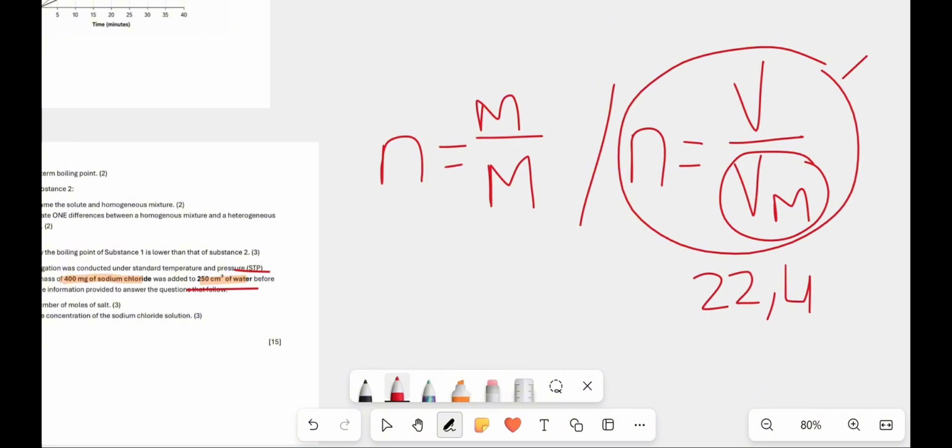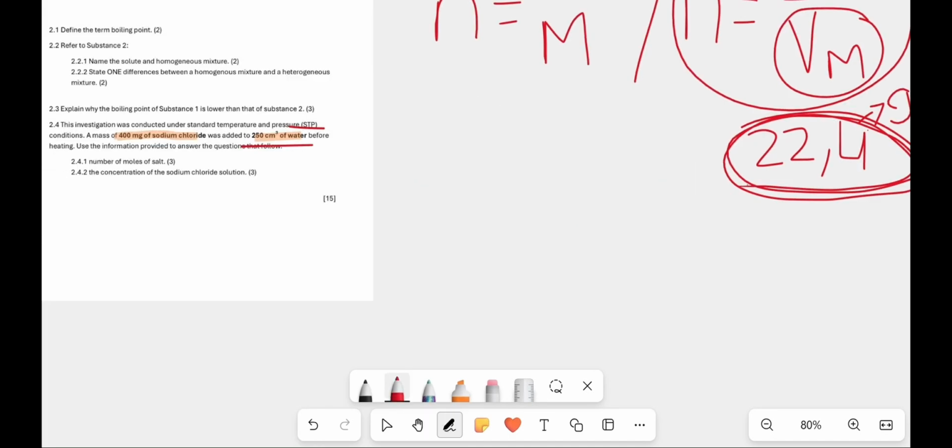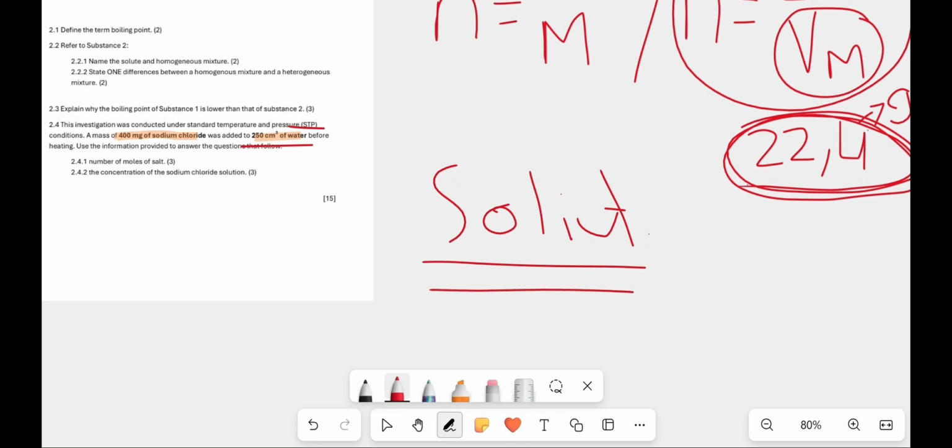But at STP, in Afrikaans it's STD and I'm used to Afrikaans, when you're using this value for Vm, it has to be for a gas. Now look what they're asking for. They're asking you for sodium chloride. Sodium chloride is a solid at STP. We know that. Therefore, this 22.4 is not applicable. Therefore, you cannot use this formula.